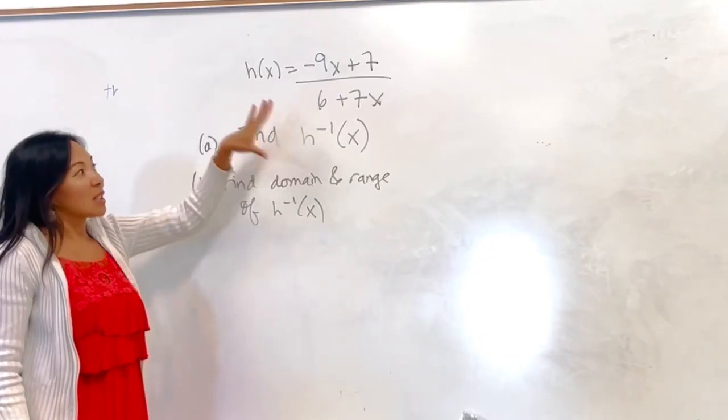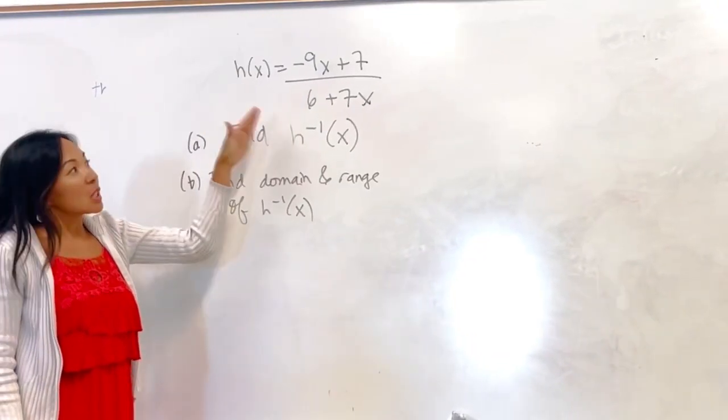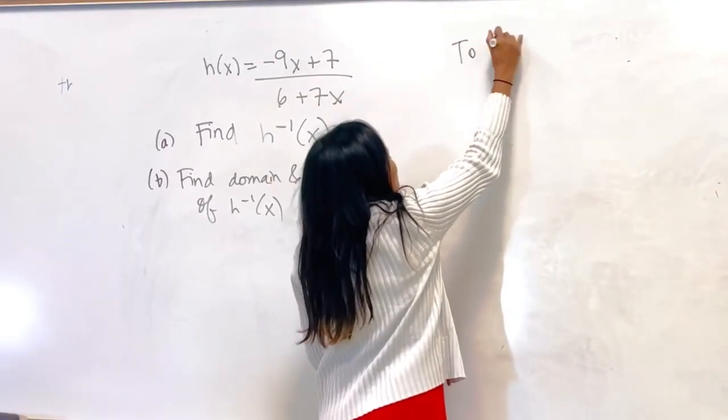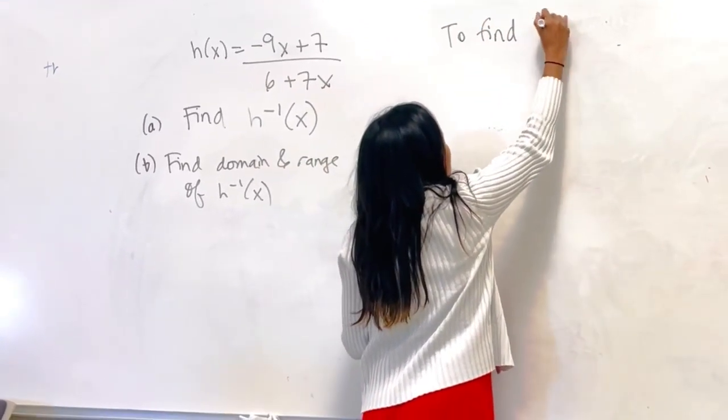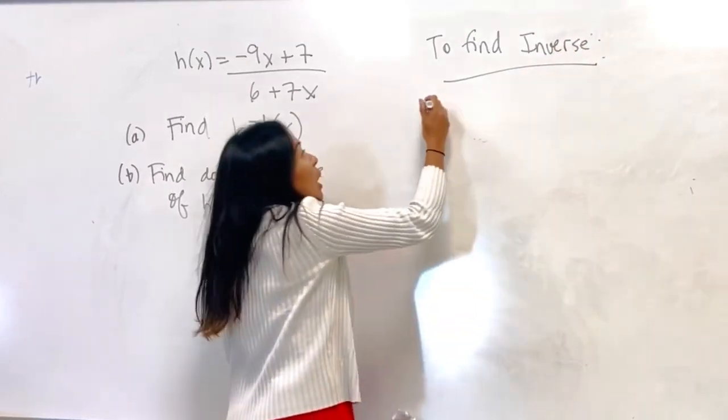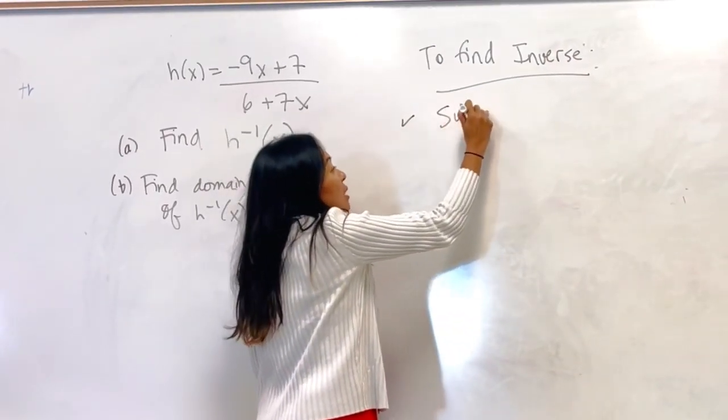Function, and we're asked to find its inverse. So again, to find the inverse, what's the first step that we must do? Swap the x's and y's. Great. So the first step we must do is to swap the x's and y's.